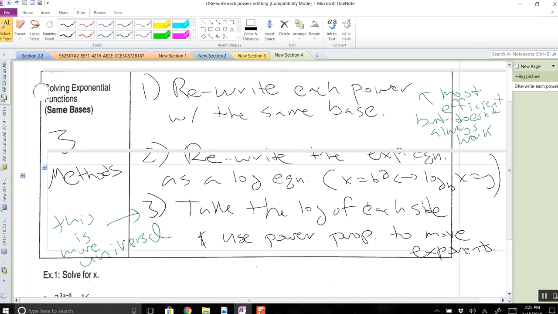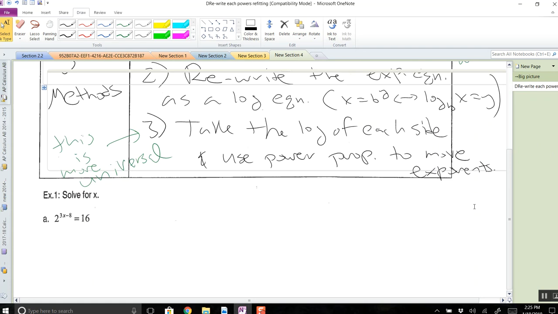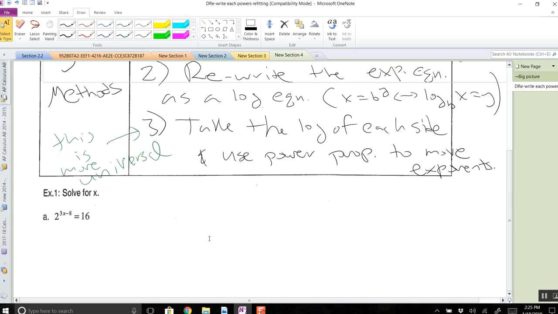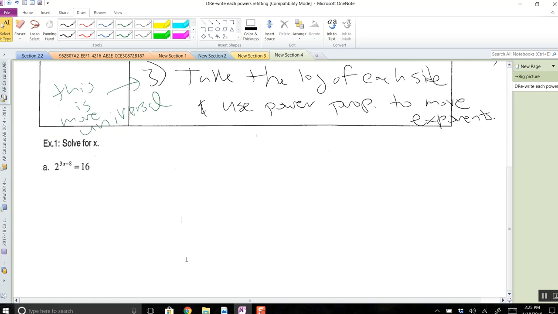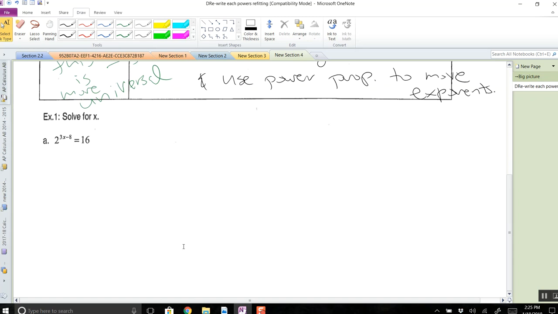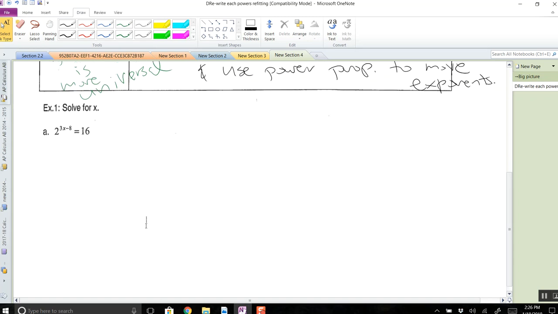So we're actually going to use all 3 methods for the first example, just so you see it. And then you can, of course, choose what you feel more comfortable with. But sometimes you have no choice but to use one of the other methods and not the others.